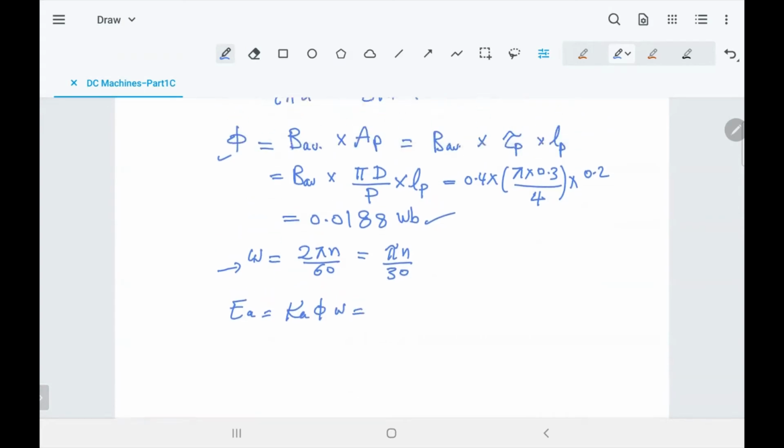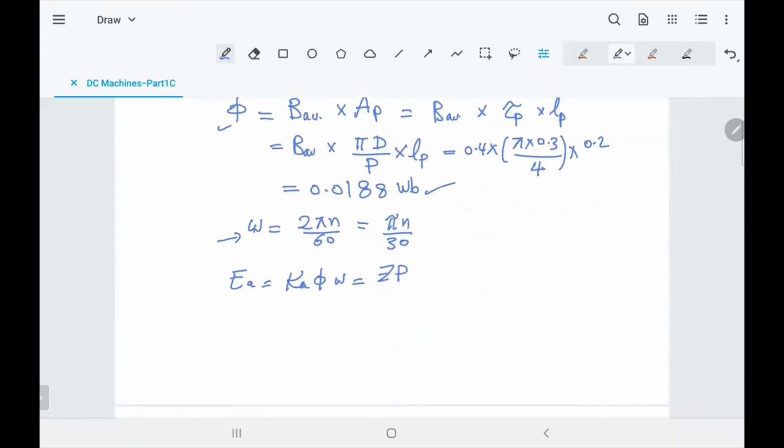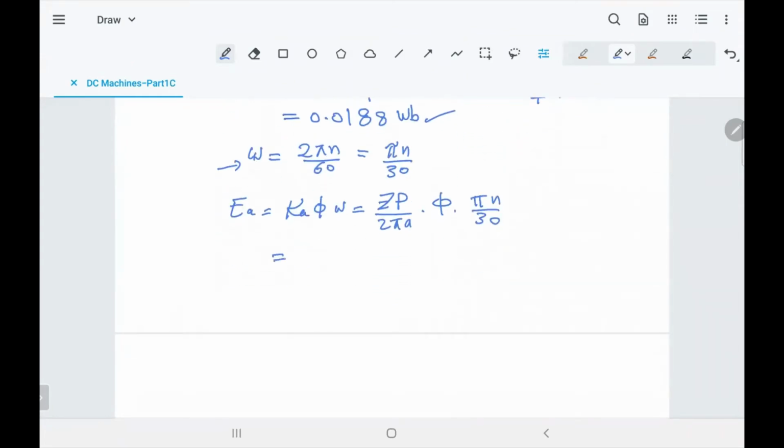Ka is equal to Z P over 2 pi A, and phi, and omega is equal to pi n over 30. I'll try to get another expression in terms of n, if I don't know the omega. So I have Z P, that's constant, and 2 pi A, and then pi, oh, pi can cancel pi. All right, that's good. So I have only 2 A, and 2 times 30 equals 60. It's getting simple, 60A. So that will be a constant times phi times n. So I got another expression now, easy for n.